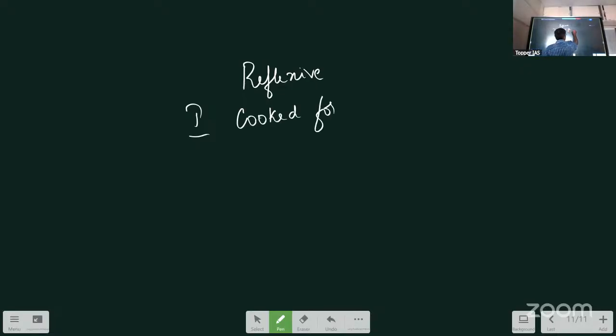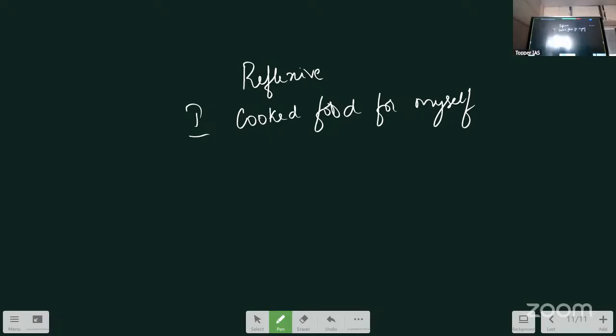Okay. Now let us understand some more. So we will now look at reflexive pronouns. So I cooked food for myself. Now, what do you mean by reflection? Reflection means you see a mirror, you stand before a mirror, who do you see?